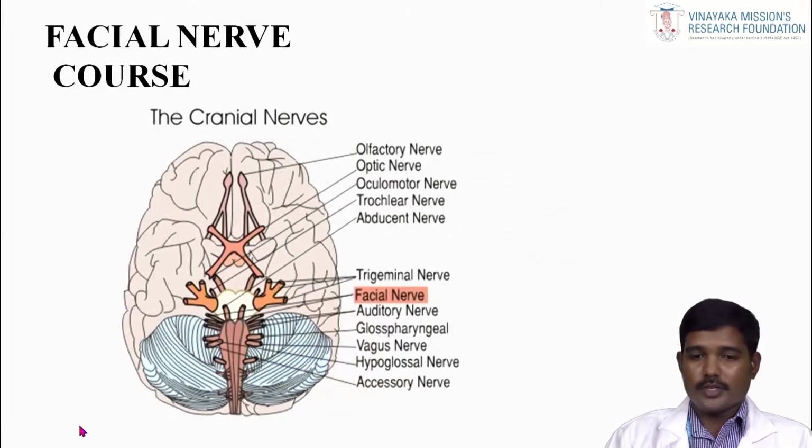Now, we are going to see something about the facial nerve course. The facial nerve is attached to the brainstem by 2 roots, the motor root and the sensory root. It is attached to the pons at the lateral and lower part, deep to the 8th cranial nerve. So, it passes laterally and forwards with the 8th cranial nerve.